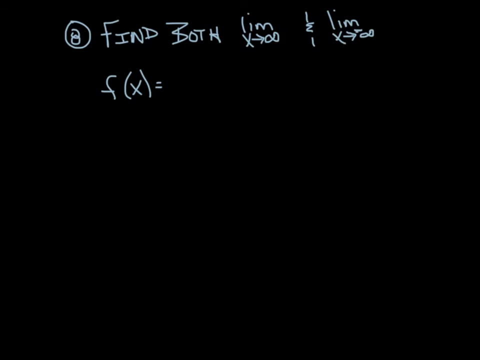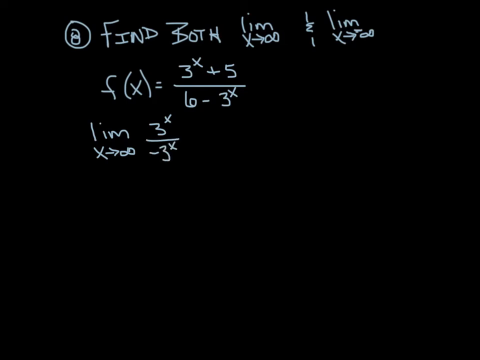But here it is. This function is not your typical polynomial. It's more of an exponential function, and we'll say 3 to the x plus 5 all over 6 minus 3 to the x. And so here's our crazy looking function, and we'll go ahead and find both limits here. The limit as x approaches positive infinity, and we're going to disregard what we feel are the insignificant terms. In the big picture, this plus 5 is really insignificant and the 6 is really insignificant. So we've disregarded those.